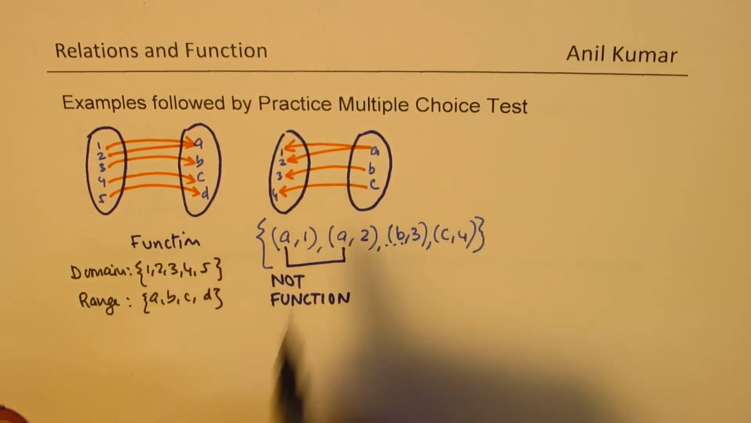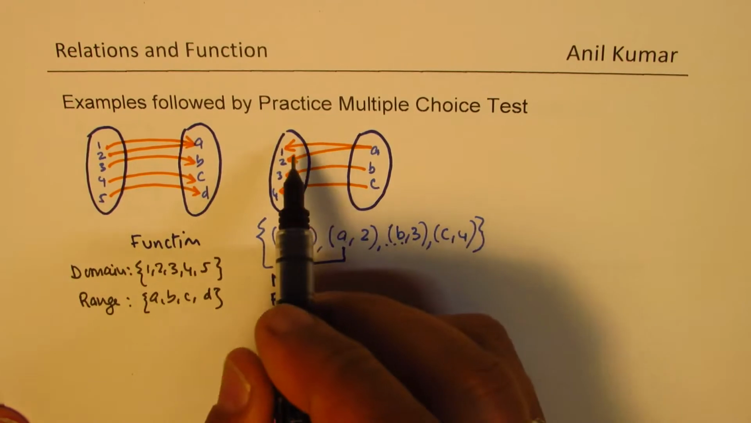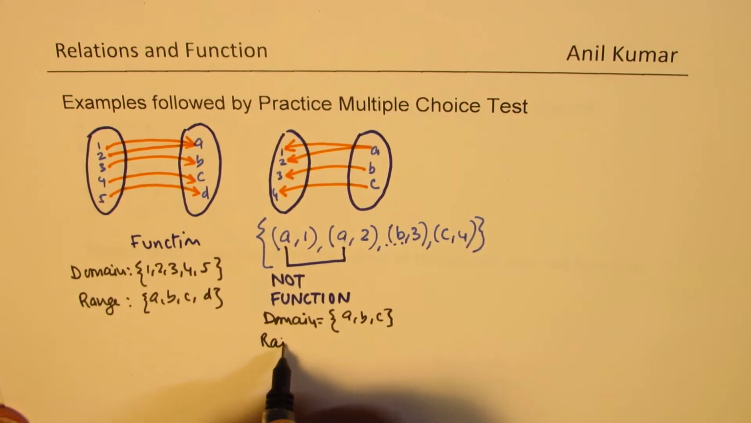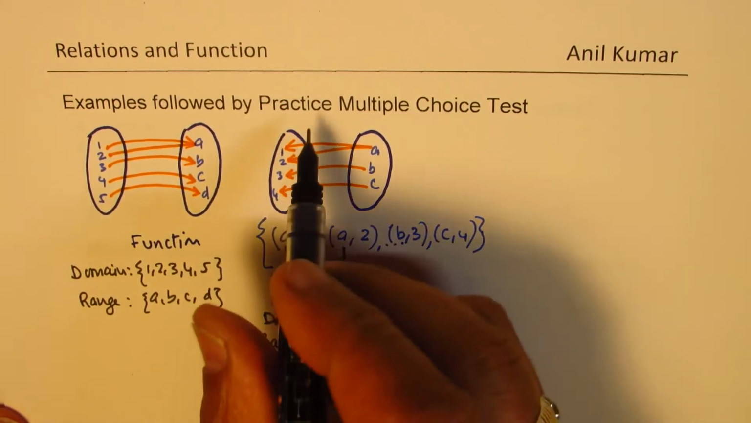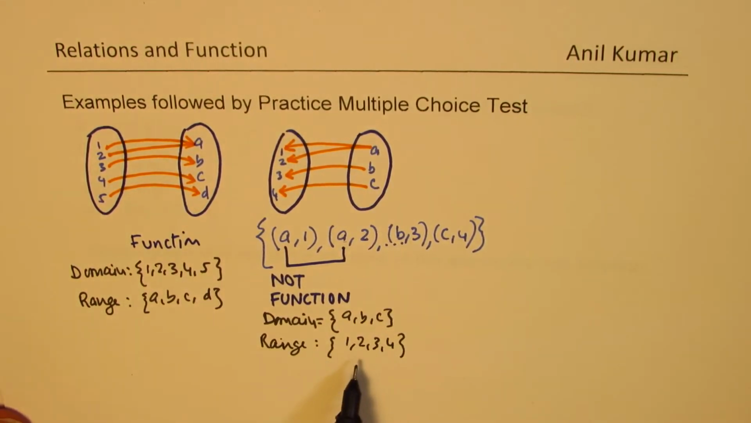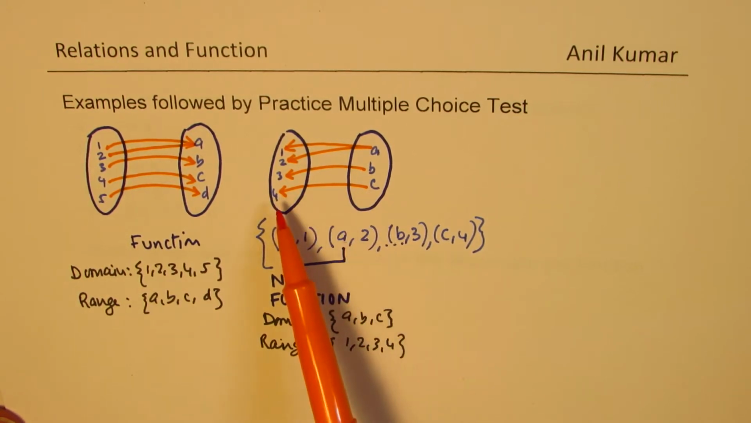However, here, if we see domain and range, what is the domain here? Domain in this case is A, B, C, and the range is 1, 2, 3, 4. You see the number of elements in the range is more, which clearly indicates that some element in the domain must be associated with one or more, and therefore it is not a function. Is that clear to you? Correct? So if you are given a mapping diagram, you have to focus on the direction, right? And then answer. Perfect.